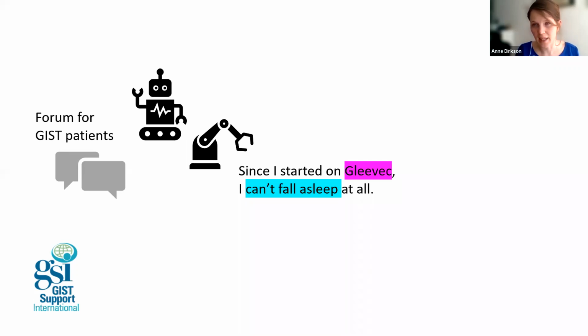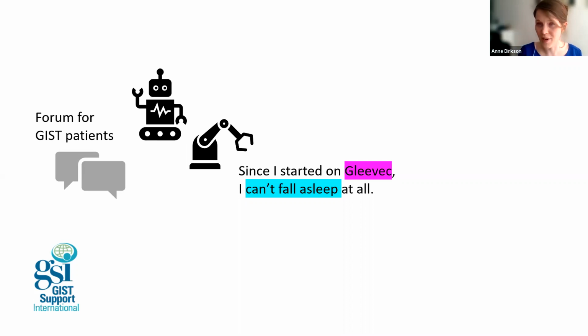So what I've been doing is working on using artificial intelligence to do so. Essentially that means that I'm teaching the computer to recognize whenever someone is talking about a drug, such as Gleevec, you can see here in pink, or a side effect, such as can't fall asleep, here in blue.